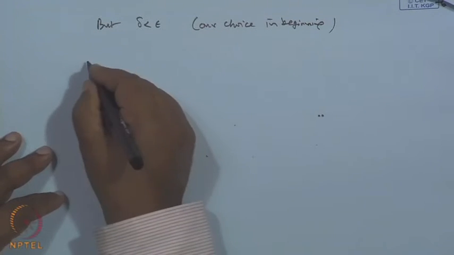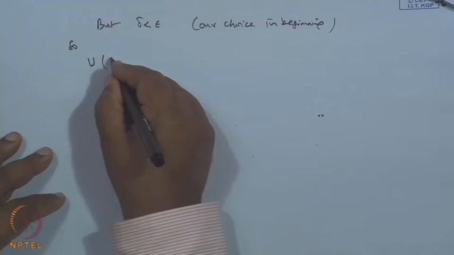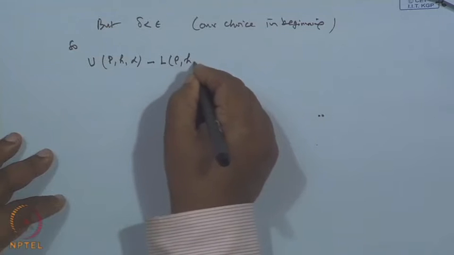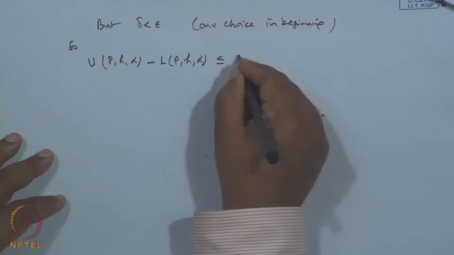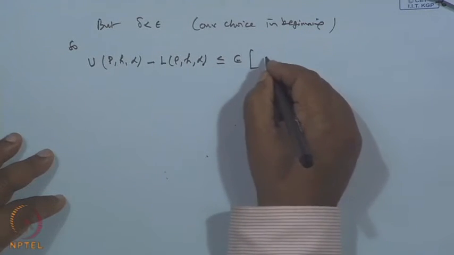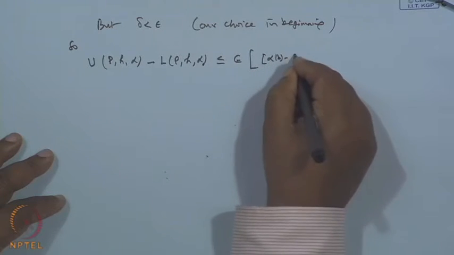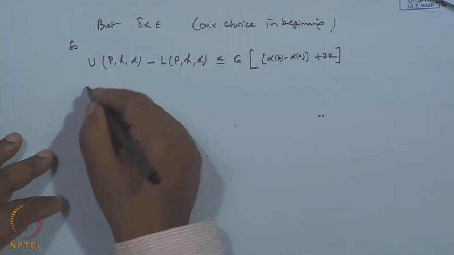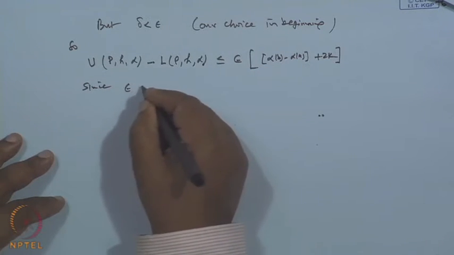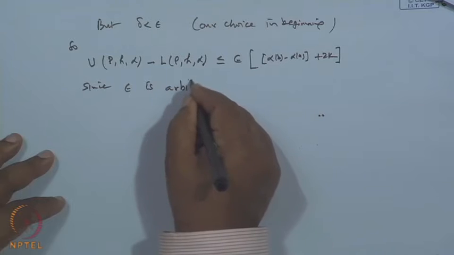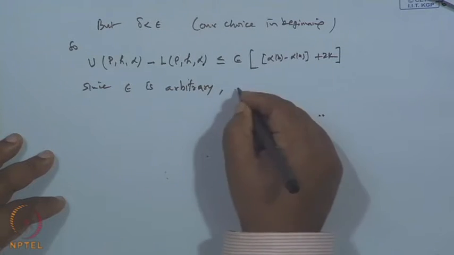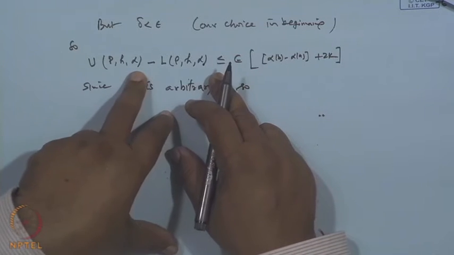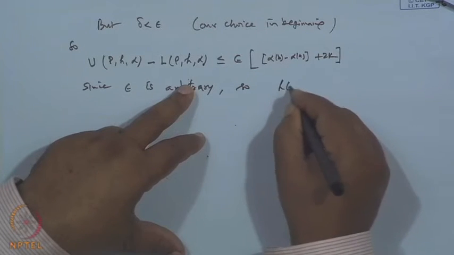So, we can choose the delta outside. So, we get that the upper sum of h with respect to alpha minus the lower sum of h with respect to alpha is less than or equal to epsilon. What you are getting is alpha b minus alpha a plus 2k. But epsilon is arbitrary. Since epsilon is arbitrary, this shows that it satisfies the necessary and sufficient condition of that theorem. Therefore, h must be in R alpha.